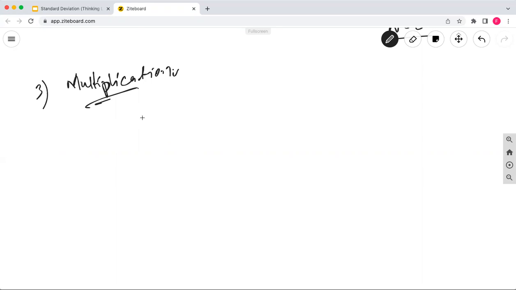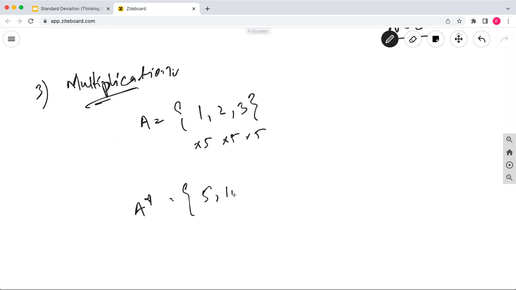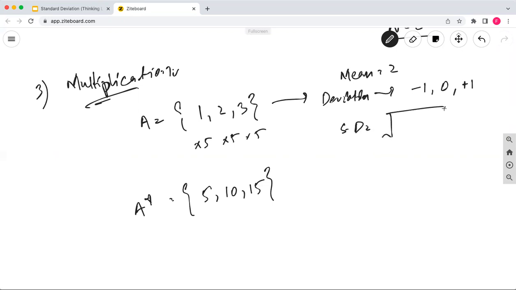What does that mean? For example, if we have A equal to 1, 2, and 3, and we multiply each value by 5, your new data set is 5, 10, and 15. So what is the standard deviation? In the first case, the mean is 2. Deviations are -1, 0, and +1. Standard deviation is the square root of the sum of squared deviations, 1 plus 0 plus 1, divided by 3, which is root 2 by 3.